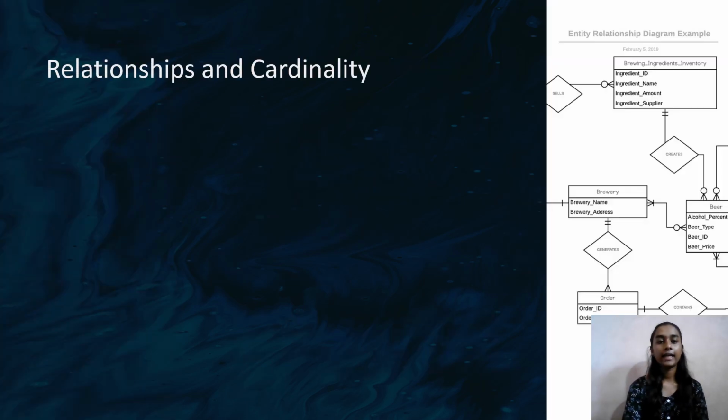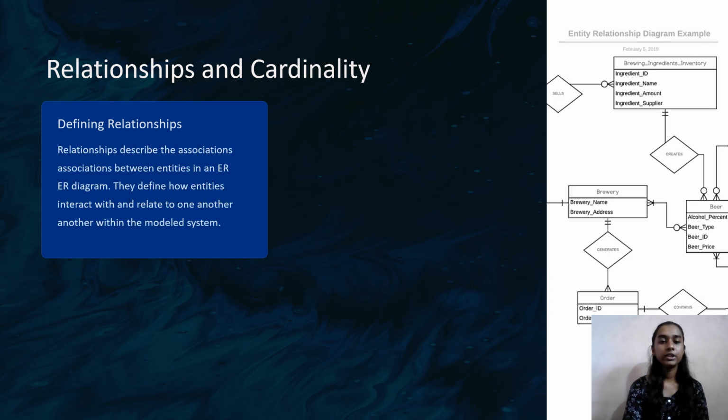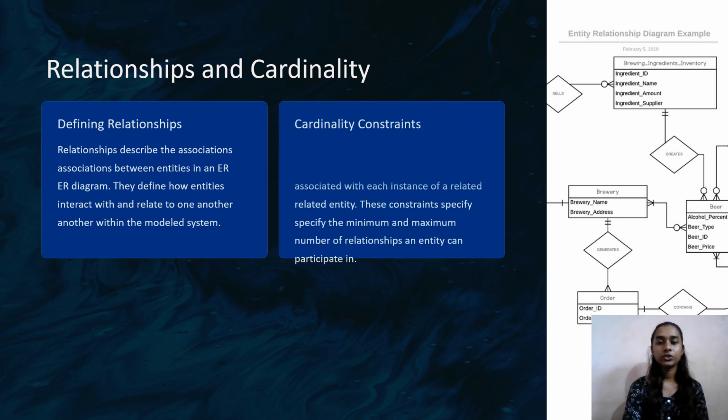Relationships and cardinality. First is defining relationships. Relationships describe the association between entities in an ER diagram. They define how entities interact with and relate to one another within the modeled system. Next is cardinality constraints. Cardinality refers to the number of instances of one entity that can be associated with each instance of a related entity. This constraint specifies the minimum and maximum number of relationships an entity can participate in.